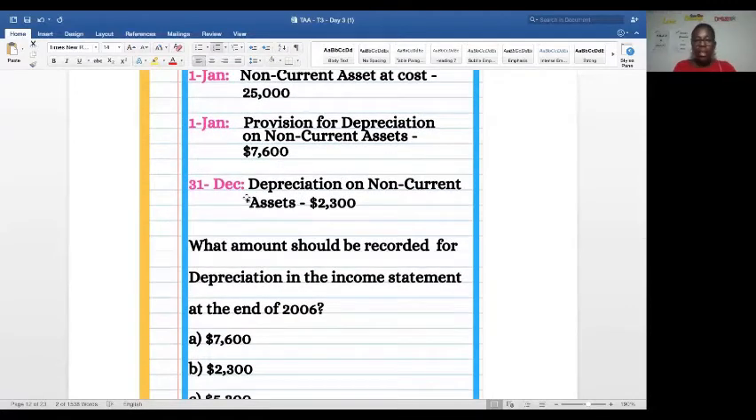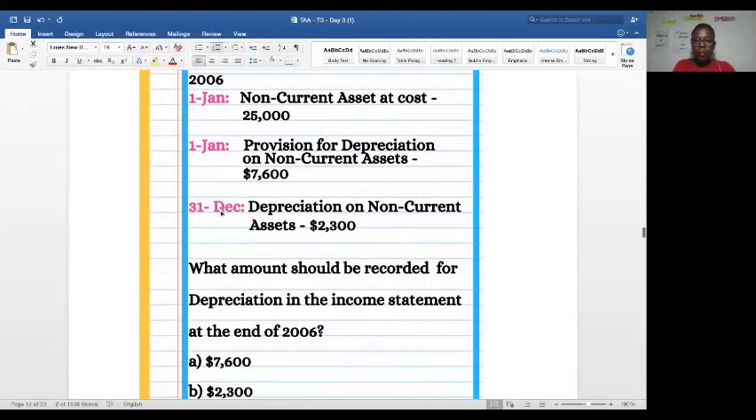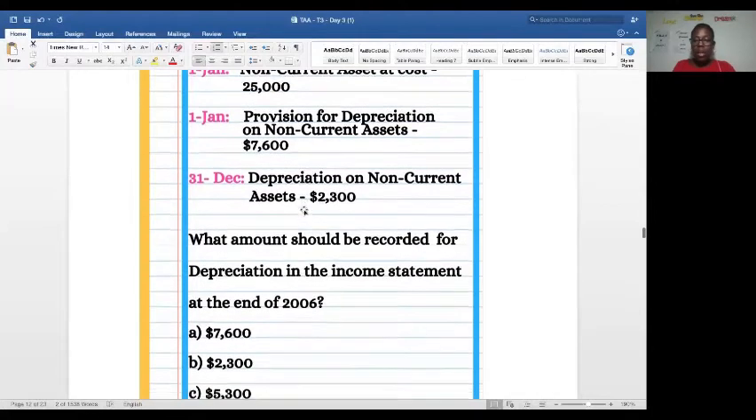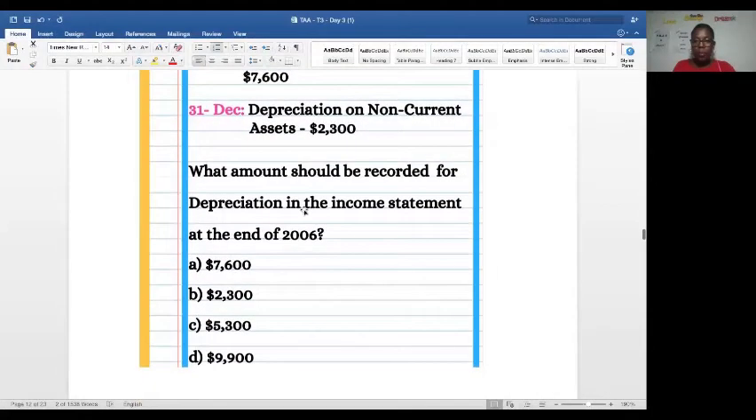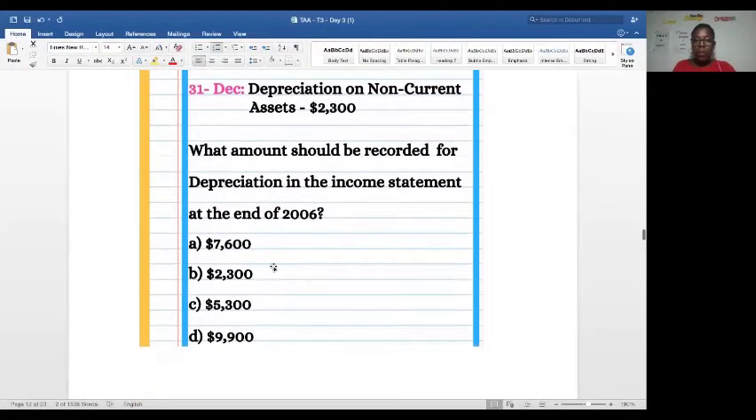Depreciation for the year is what you will get when it comes to the end of 2006, which is the 31st of December 2006. That depreciation expense that occurred for the year, that is what you take and carry to your income statement. So your answer would be B for number 4.